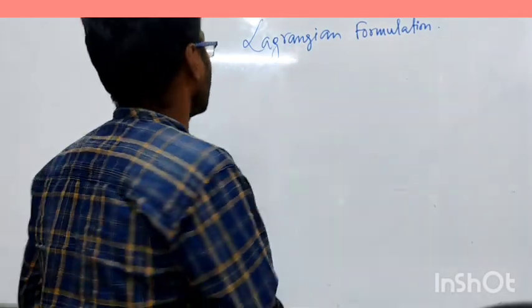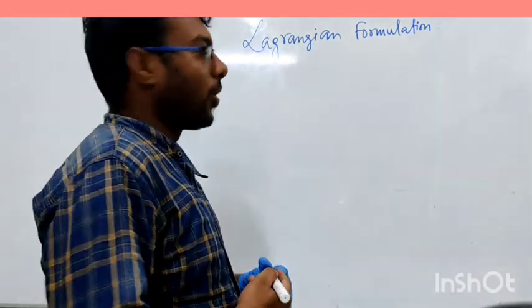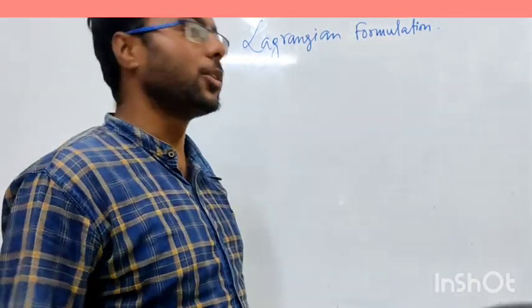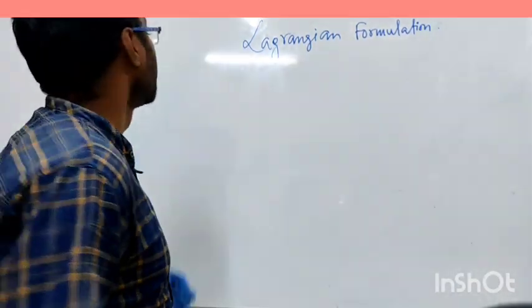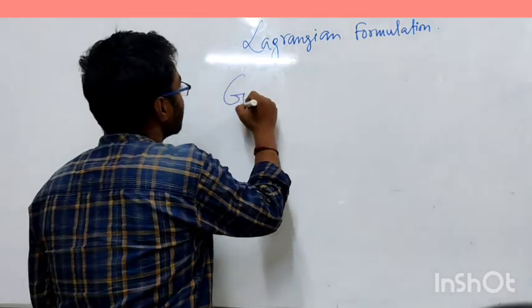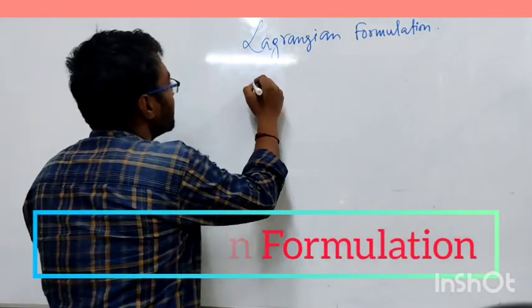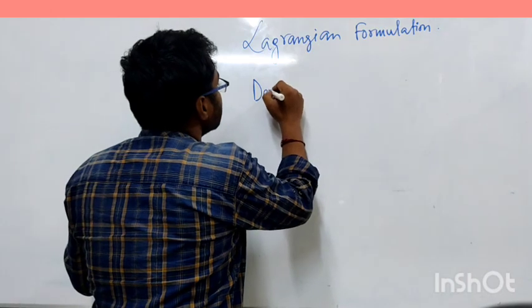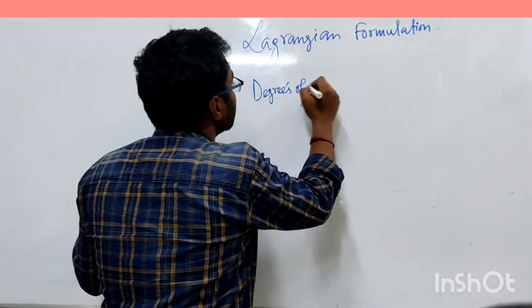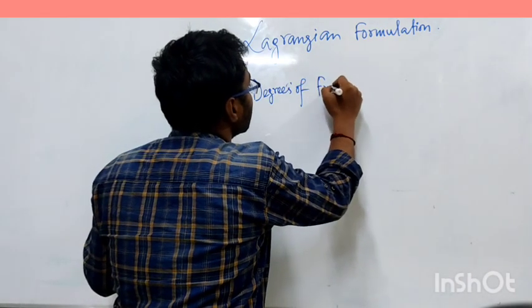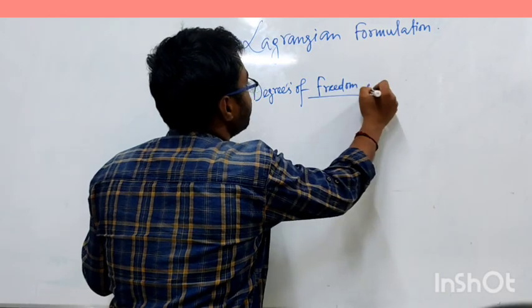Discuss about Newtonian formulation. Why are Newtonian formulations required? So first we have to know generalized coordinates, or first we have to discuss degrees of freedom. What is the degree of freedom?